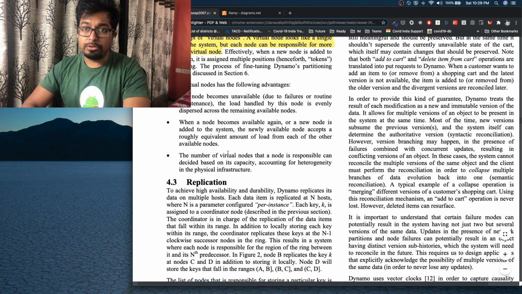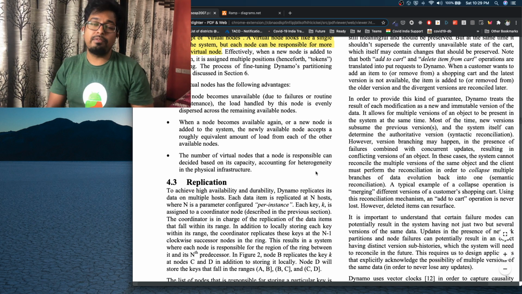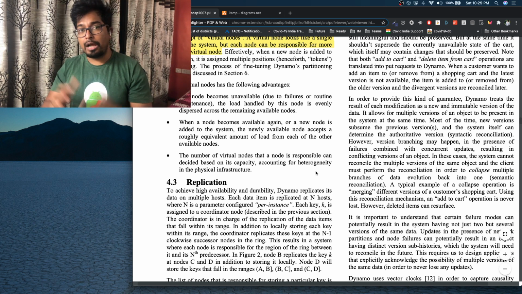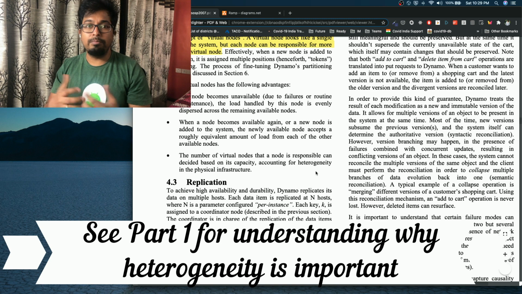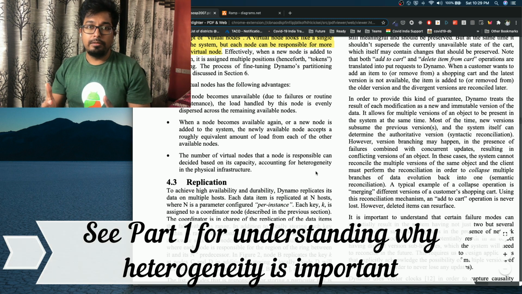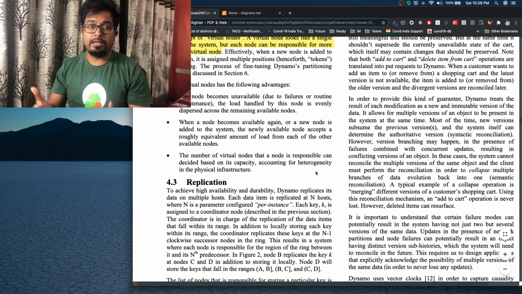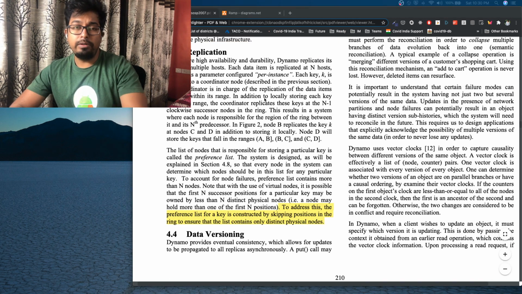The number of virtual nodes, and this is the most important one, that a node is responsible for can be decided based on its capacity, accounting for heterogeneity in the physical infrastructure. In essence, what it means is that you can have a 10 GB machine having 10 virtual nodes and a 100 GB machine having hundreds of virtual nodes. This allows the system, or the individual storage host, to be completely heterogeneous to take advantage of the advances in computer technology. Now we will talk about replication.